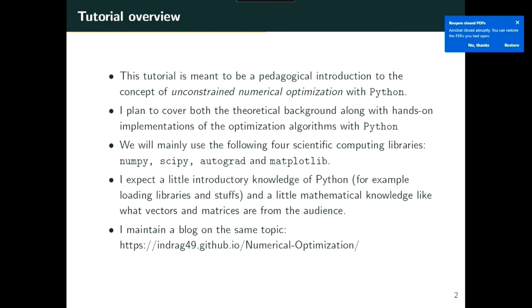This field is a little bit mathematically rigorous, but what I will try to do is cover both the theoretical part and the hands-on implementation. So that was actually the plan. I was planning to run the code live in Jupyter, but I think if I share the GitHub repo, that can be done. I don't know, we'll see. And that's the plan. And today I'm going to use four main packages.